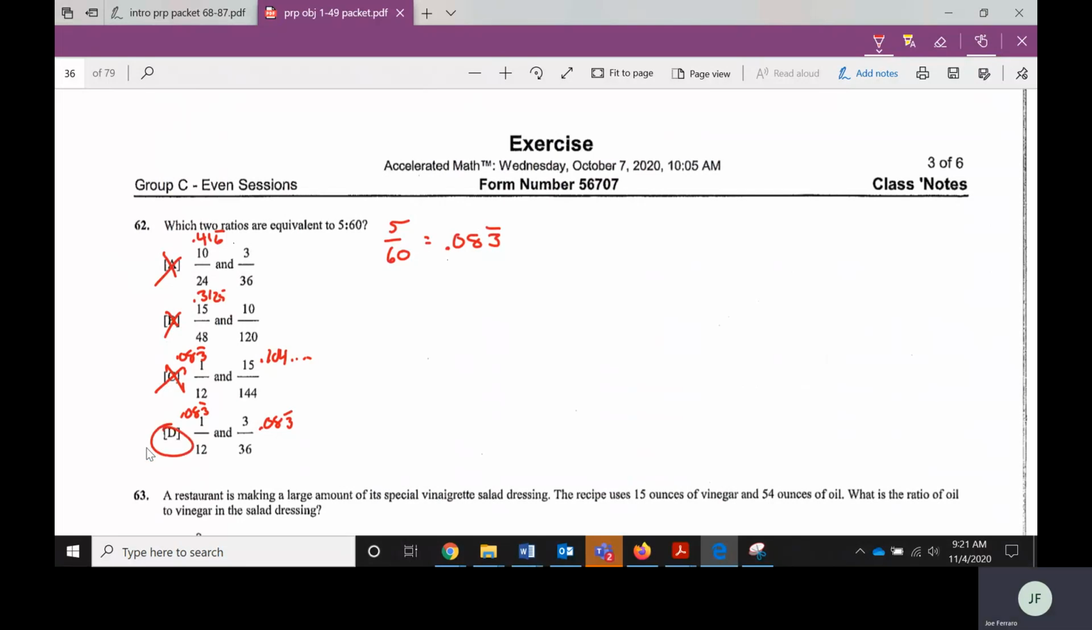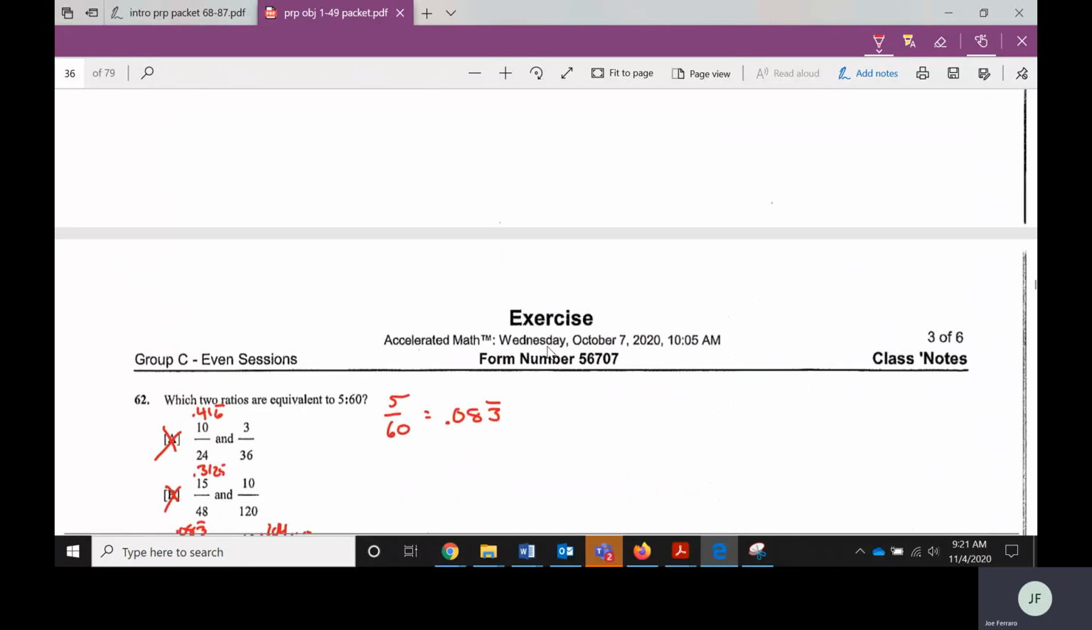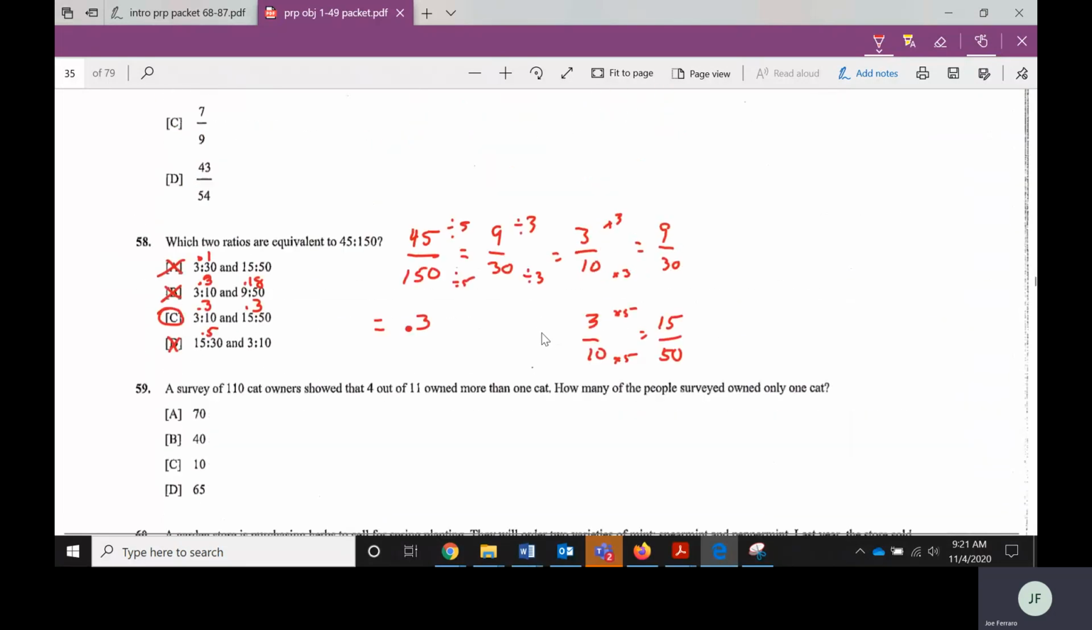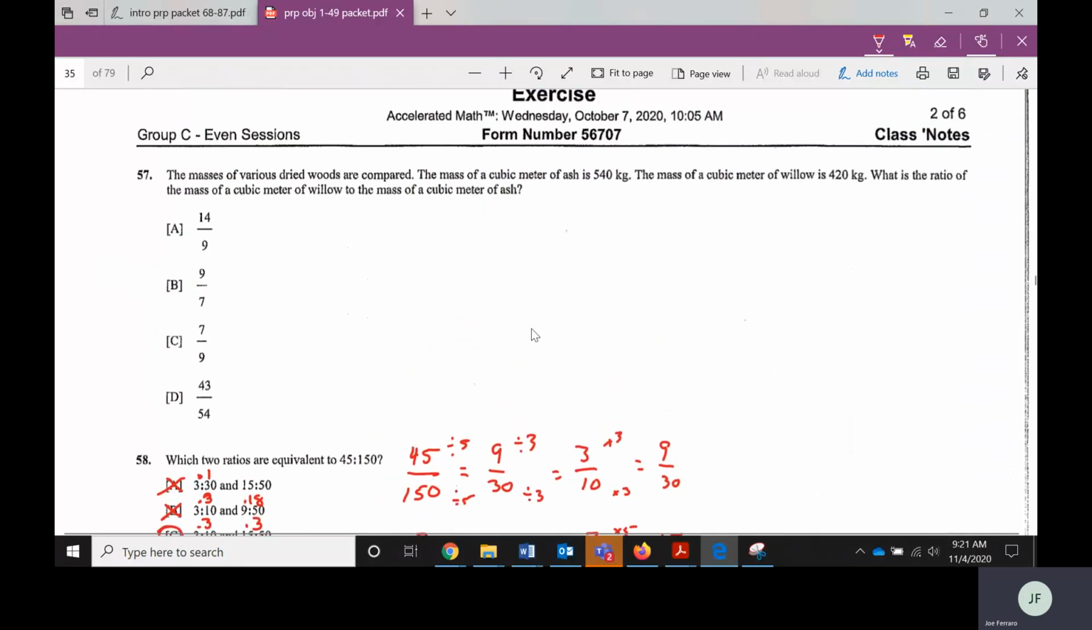Okay, so that's the first type of problem, finding which ones are equivalent ratios. Now I'm going to go back, and then we're going to look at the next type of problem, and then we'll start solving proportions. So the next type is just writing a ratio. We're going to look at number 57 here.